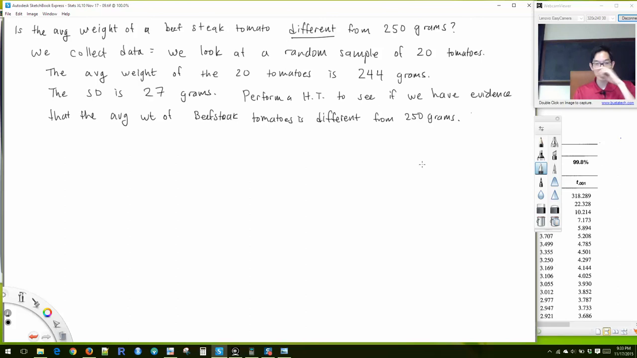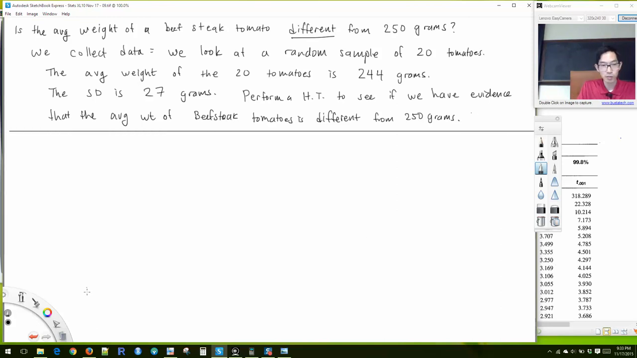Okay, so perform a hypothesis test to see if we have evidence that the average weight of beefsteak tomatoes is different from 250 grams. Are we ready to do this? We all got this written down? All right, so we start off by writing our hypotheses. What are the hypotheses we would use here? The null is, what are we testing against? That the mean is equal to, do I put in 244, or 250, or some other number?